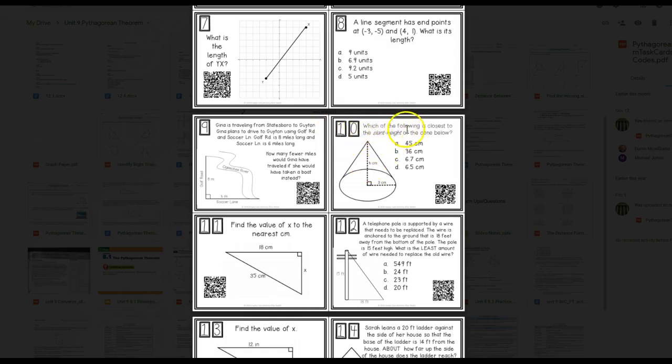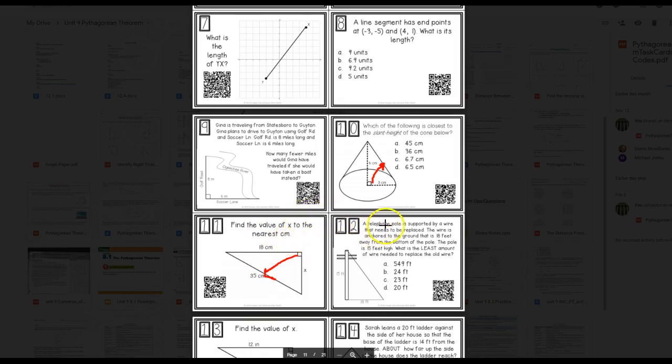Number 10, which of the following is closest to the slant height of the cone below? Well, we know this is a 6 and this is a 3. So we are looking for the hypotenuse. Number 11, find the value of x to the nearest centimeter. Okay, here's the hypotenuse, and we have a leg.